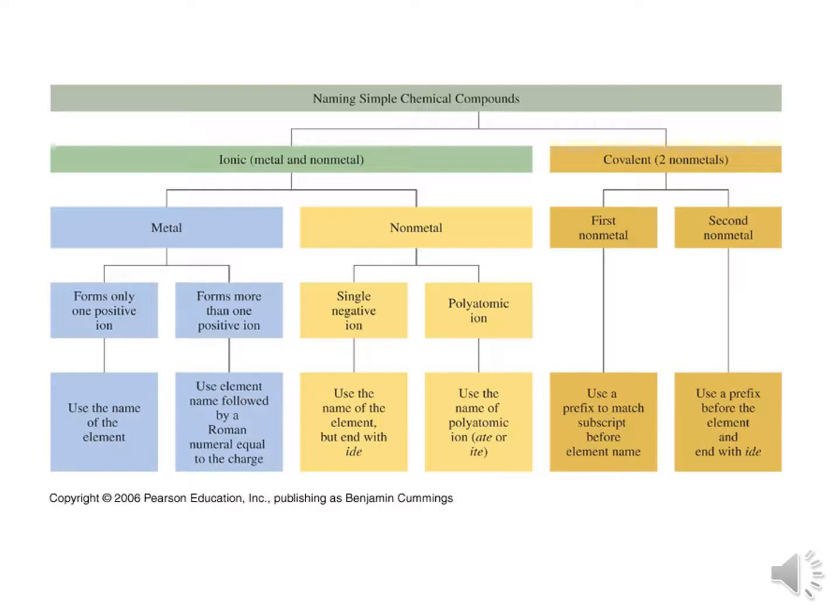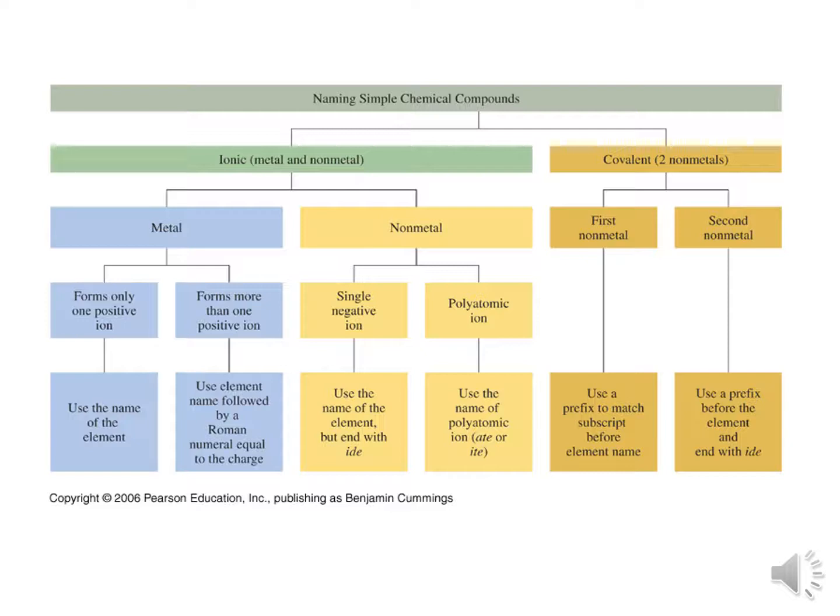So, simple, right? Well, it's simple until you think about just how many different rules there are. Naming simple chemical compounds means first recognizing whether it's ionic or covalent. Ionic means you have metals and nonmetals both in the formula. Covalent would be 2 nonmetals. If it's ionic, we first look at the metal. Does it form 1 positive ion? If that's the case, we use the name of the element. Or does it form more than 1 positive ion? In that case, we use a Roman numeral.